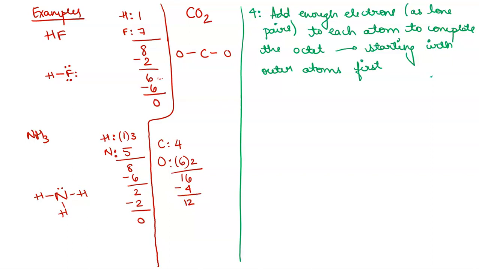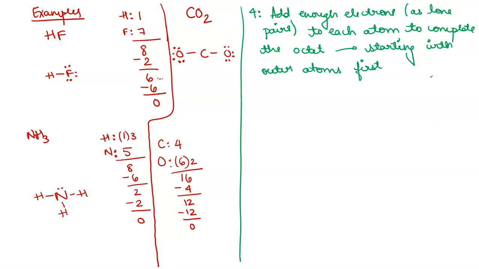Next thing is to start putting in your lone pairs in order to complete the octet, starting with the outside atoms first. So we can see that the oxygens on both sides still only have 2 electrons each in the bond. So this still needs 6 electrons, right? So 2, 4, 6, 8, 10, 12. Well, we used up all 12 electrons.